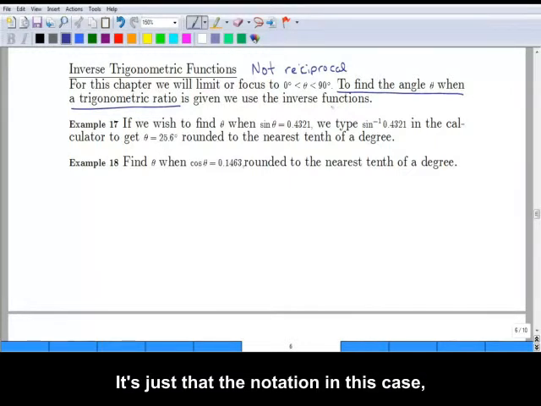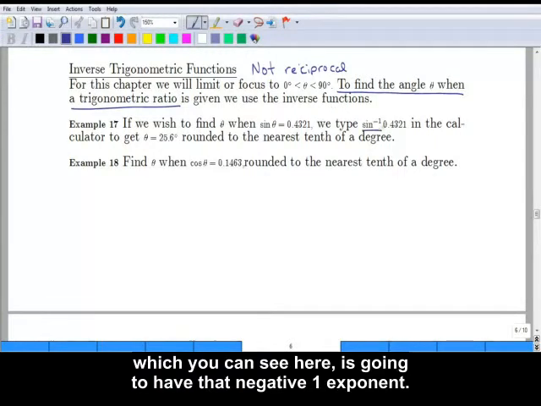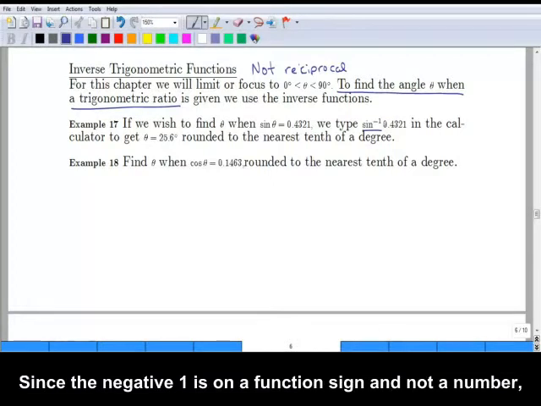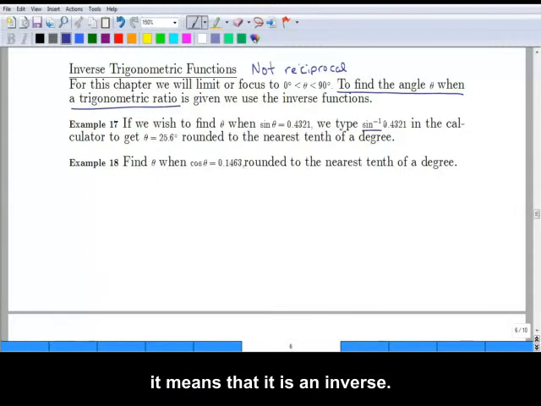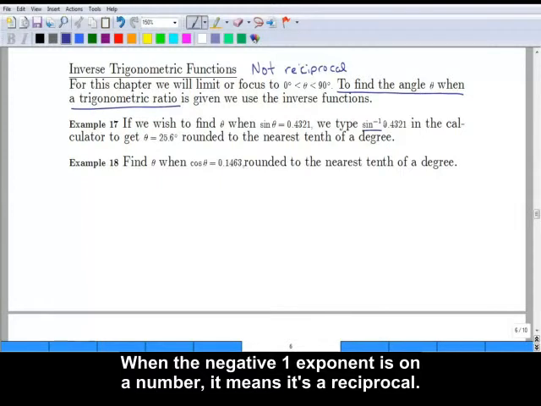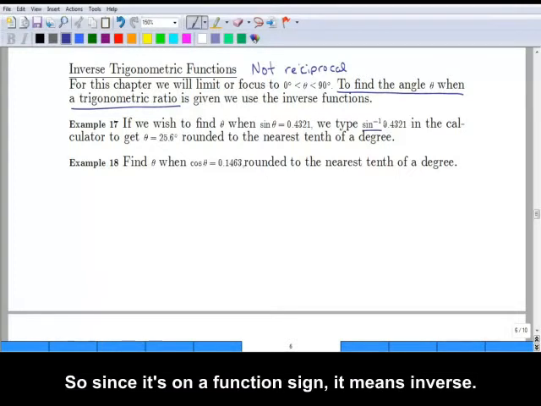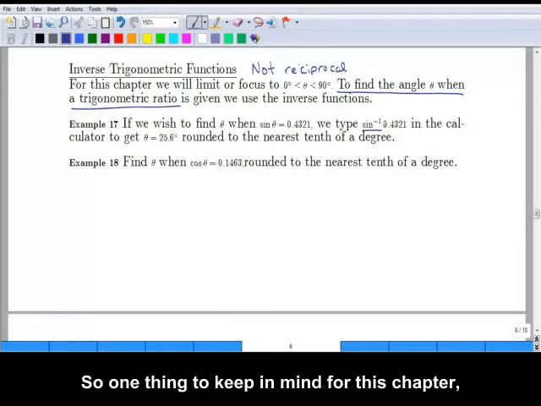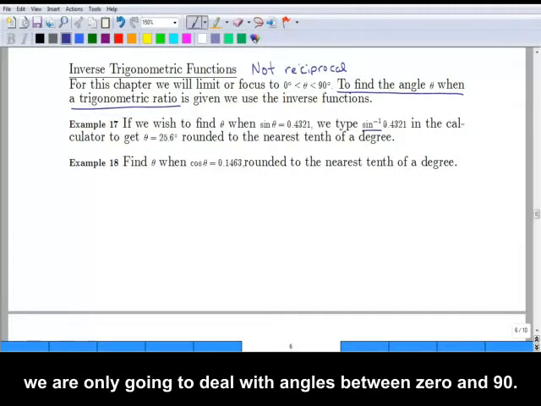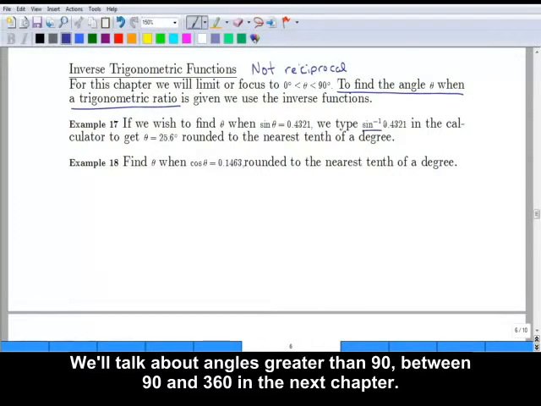It's just that the notation in this case, which you can see here, is going to have that -1 exponent. Since the -1 is on a function sign and not a number, it means that it is an inverse. When the -1 exponent is on a number, it means it's a reciprocal. So since it's on a function sign, it means inverse. So one thing to keep in mind for this chapter, we're only going to deal with angles between 0 and 90. We'll talk about angles greater than 90, between 90 and 360 in the next chapter.